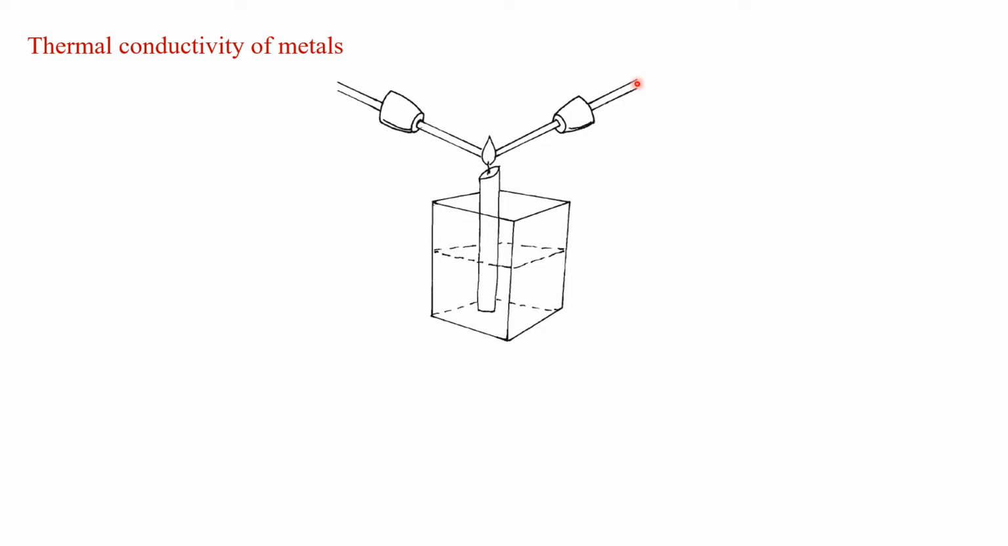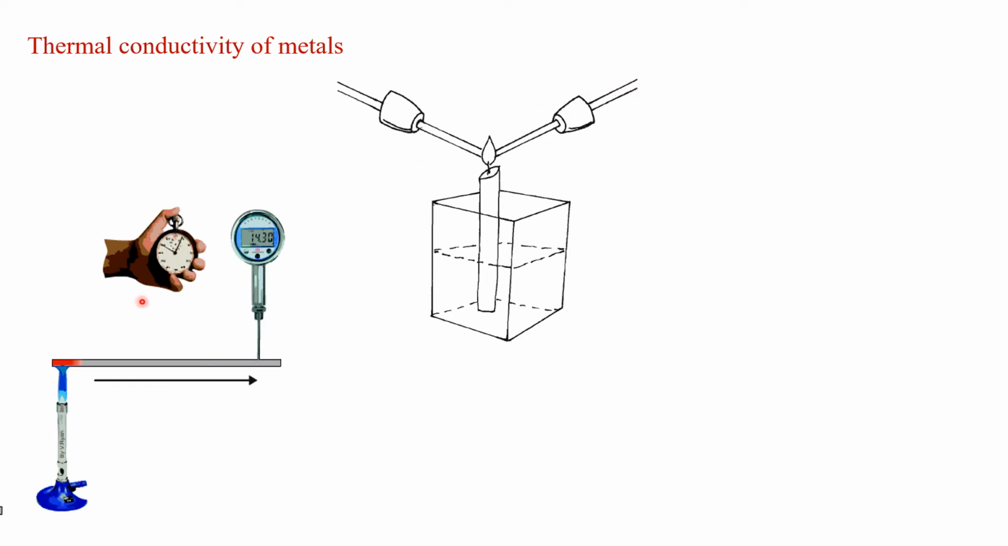Okay, and look at this animated picture. Here you can see this is the Bunsen burner, and this is the metallic rod. From this end heat is transferred and travels to that end. This is the way heat is carried from one end to another end through a metallic rod. And this happens because metals are good conductors of heat.